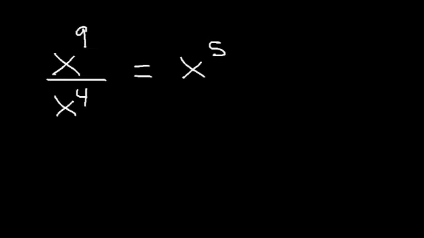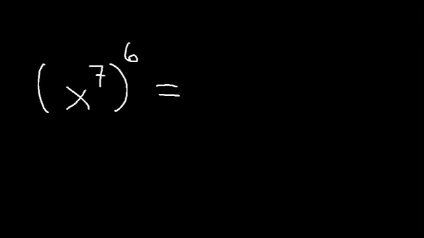Now what is x to the 9 divided by x to the 4? Whenever you're dividing, you need to subtract the exponents. 9 minus 4 is 5. Now what about when you raise one exponent to another exponent? What do you need to do? You need to multiply. This is 7 times 6, which is 42.